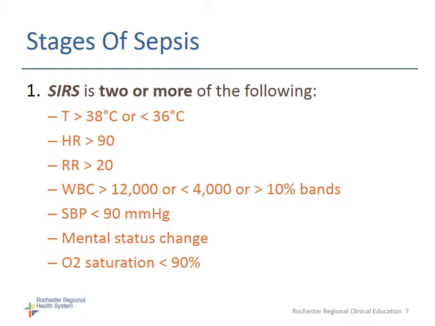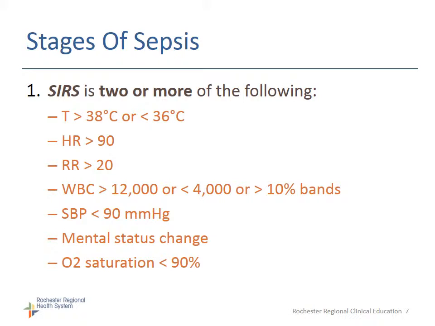SIRS is defined by two or more of the following criteria: a temperature greater than 38 degrees Celsius or less than 36 degrees Celsius, heart rate greater than 90, respiratory rate greater than 20, or white blood cells greater than 12,000 or less than 4,000, or greater than 10% bands. Since we rarely have elevated white blood cells on arrival, or are unable to see that until labs are drawn, the RGH ED has added additional SIRS criteria, which include systolic blood pressure less than 90, mental status change, and oxygen sats less than 90%.